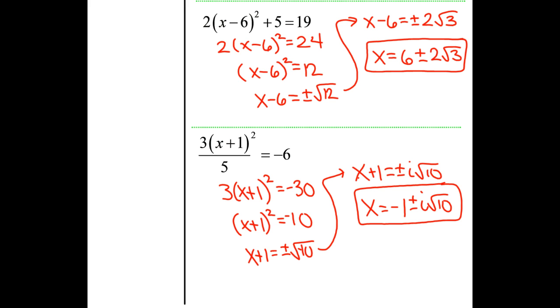Next thing we're going to talk about is actually solving using the quadratic formula. So make sure you can simplify radicals and everything before you watch that video.